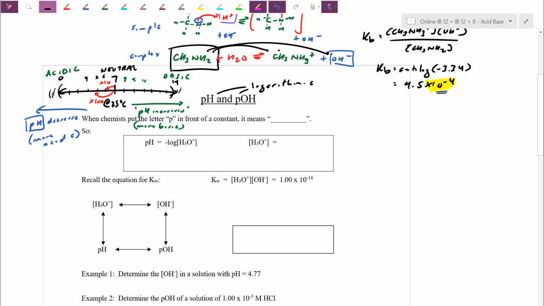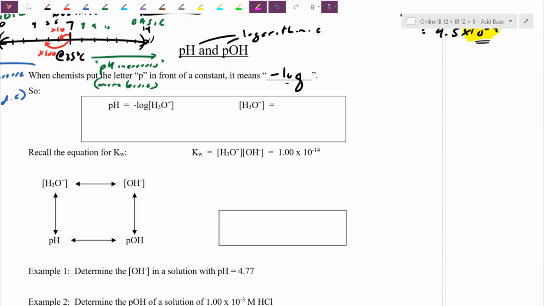When chemists put this letter P in front of anything, that P is shorthand for negative log. The log part is going to undo the exponent part for me, and the negative is just for convention. Because I want the really tiny numbers to be acidic, I want the negative. That's just going to flip the scale around. So by definition, you can memorize these. pH, you can say in words, is the power of H. So I am watching H+. The P stands for negative log, so it's negative log of H+.